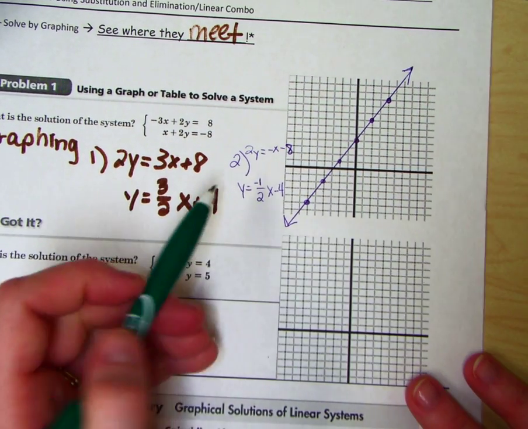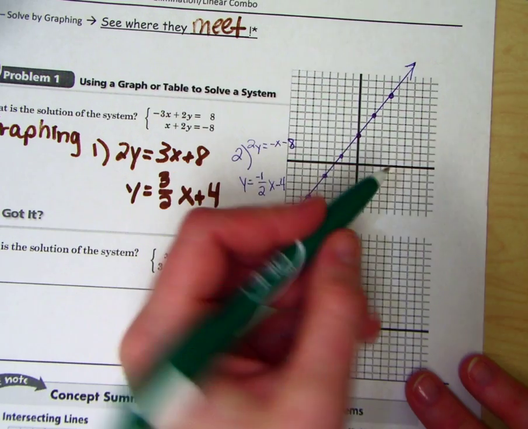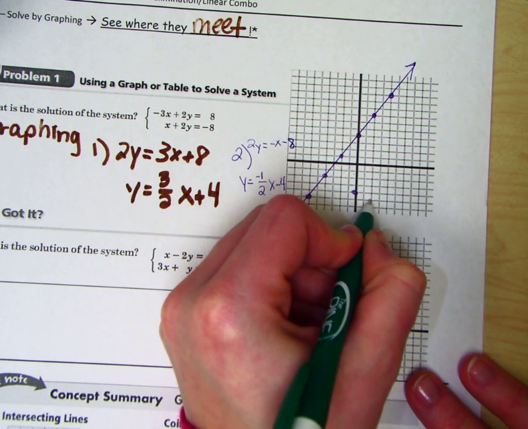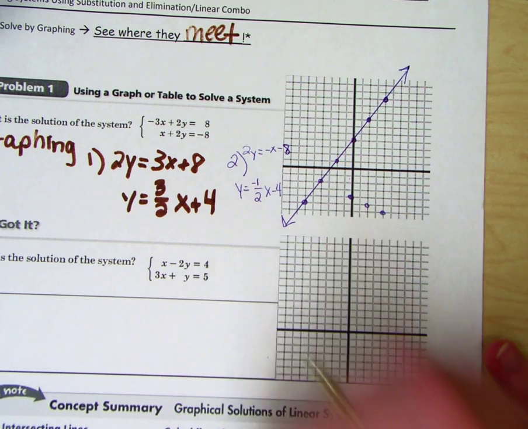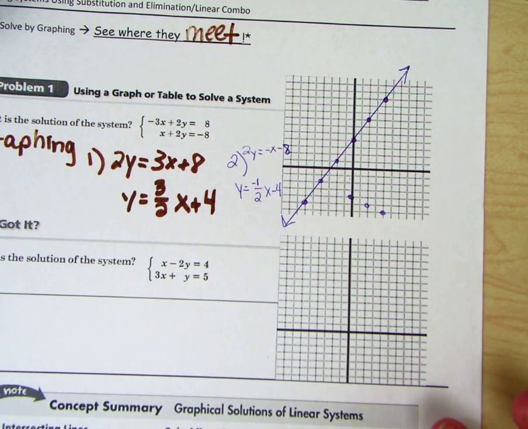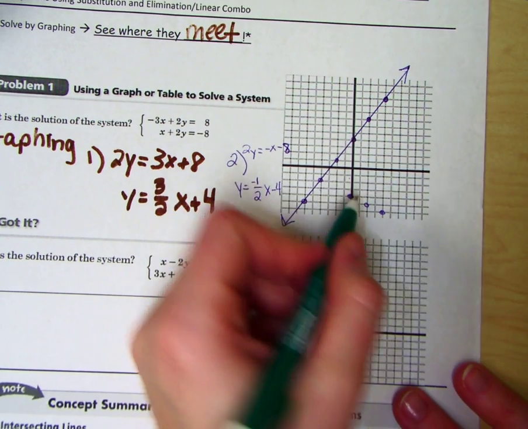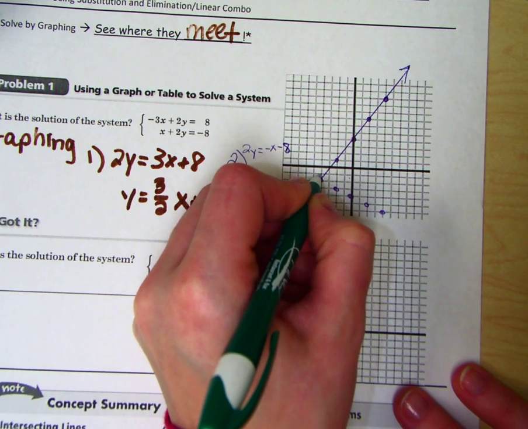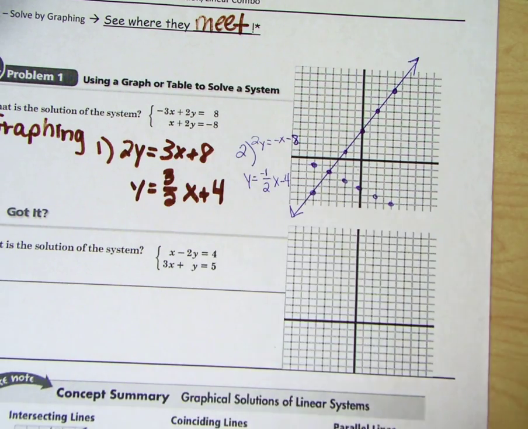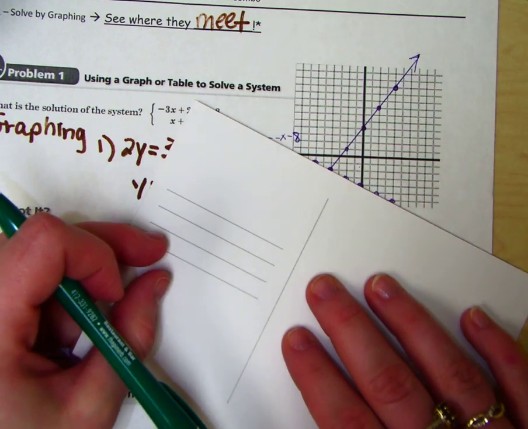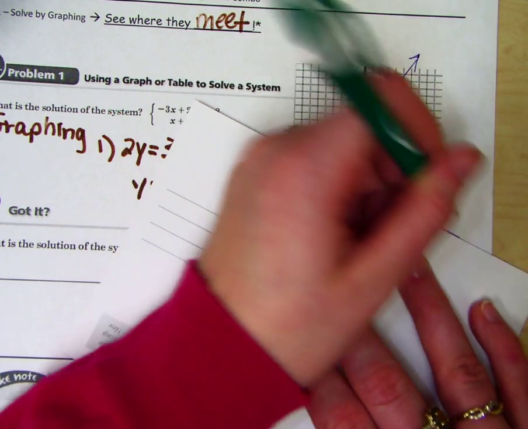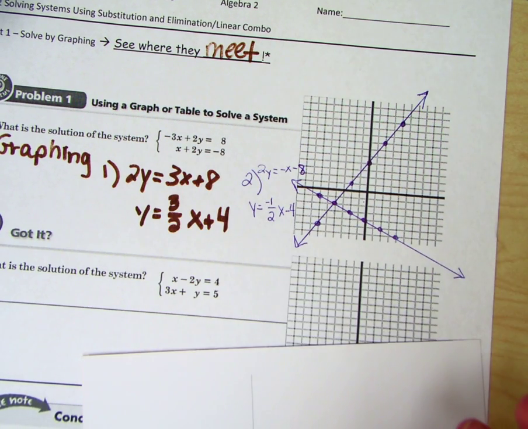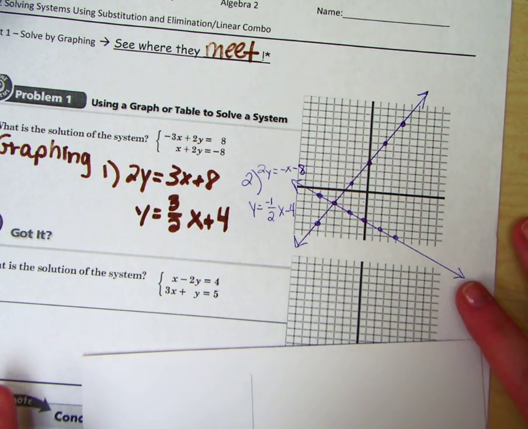Go back to your graph, plot the y-intercept down at negative 4. Then go down 1, right 2, down 1, right 2. Notice how the points that you're plotting are going away from the other line. So on the other hand, go up 1, left 2, up 1, left 2. You can see how the lines meet perfectly at a point. The point that they meet at is the solution to both equations.